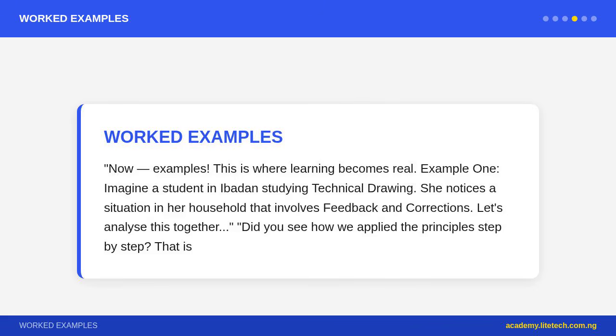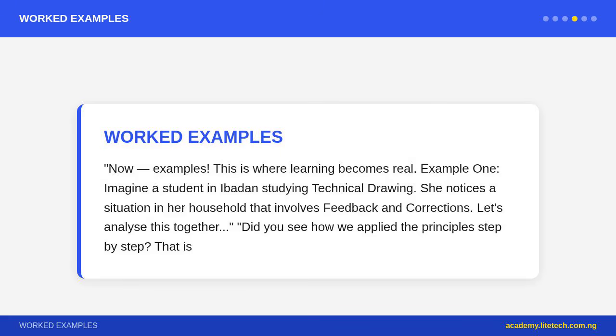Now, example 2. This one is slightly different. Notice how even though the context is different, a market trader in ABA versus a farmer in Plateau State, the same principles apply. That is the beauty of technical drawing, the knowledge travels with you.